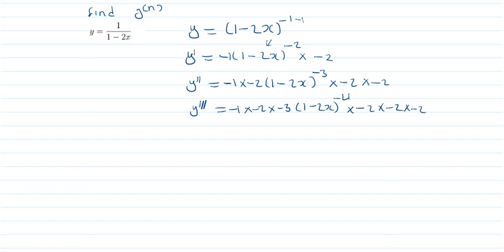For those who can't see it, you go to the fourth and fifth derivative and see what is happening. So going to the fourth derivative, we are going to have negative 1 multiplied by negative 2 multiplied by negative 3 multiplied by negative 4. Then we write the equation as it is, which is 1 minus 2x to the power negative 5. Then multiplied by negative 2 multiplied by negative 2 multiplied by negative 2, and the last negative 2.